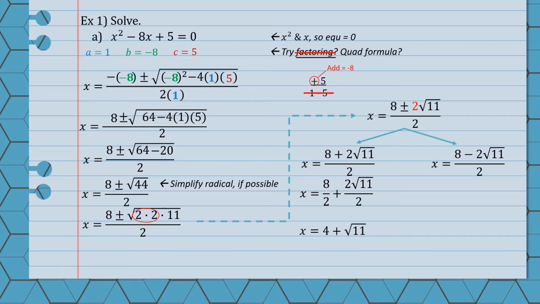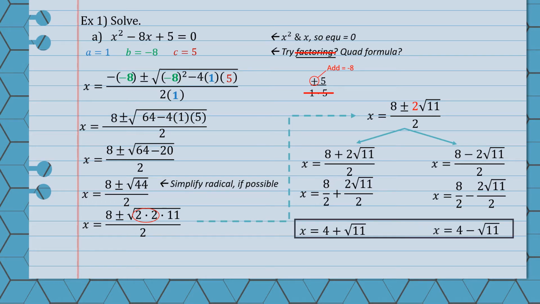Now the other case is 8 minus 2 square root 11 over 2. Notice in the numerator those are not like terms, so we cannot combine, which means we need to separate. When we separate, we get 8 over 2 minus 2 square root 11 over 2. Look at them individually and notice they do reduce. That gives us 4 minus square root 11, and these are your solutions.